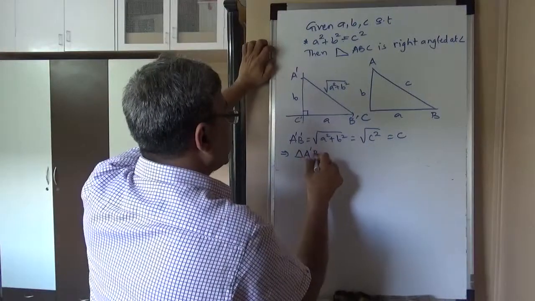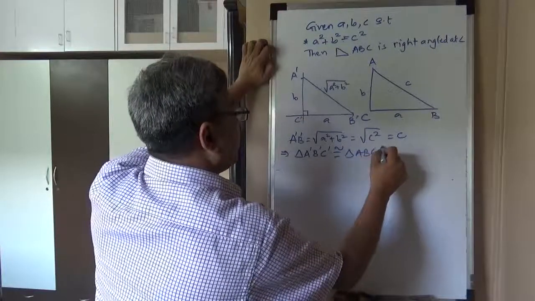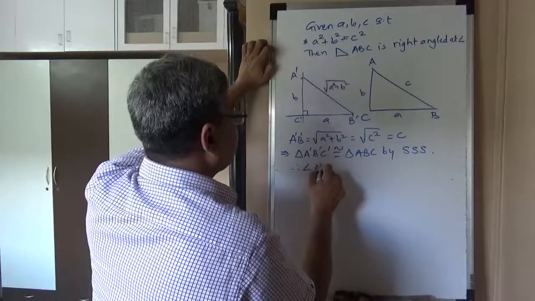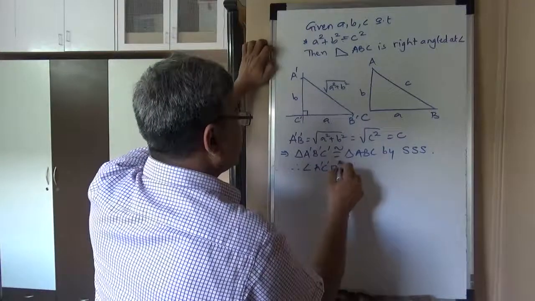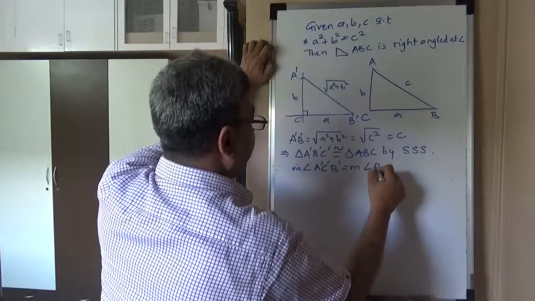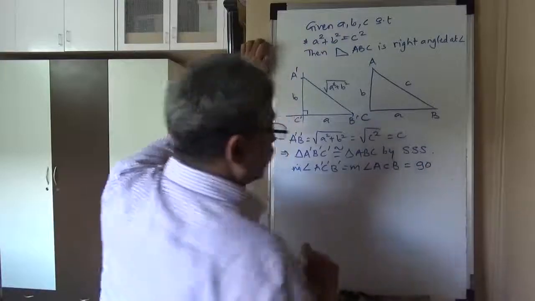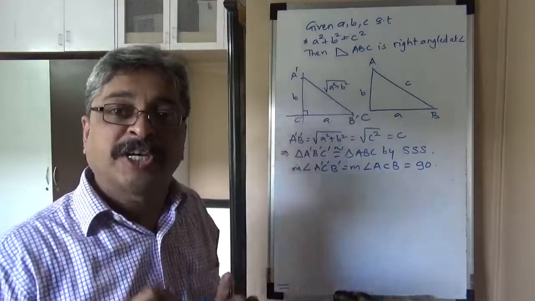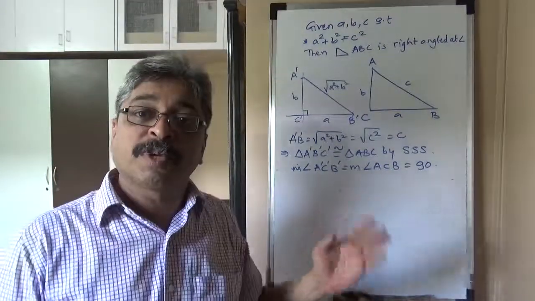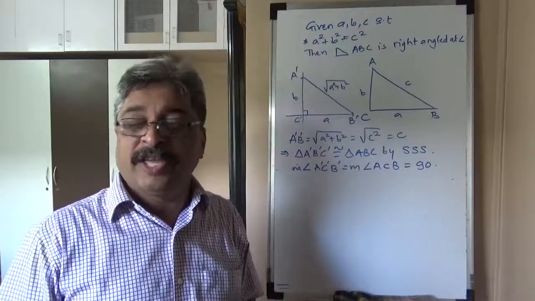Therefore triangle A dash B dash C dash is congruent to triangle ABC by SSS, and hence angle A dash C dash B dash is going to be equal to angle ACB, which is going to be equal to 90 degree, because this angle we have constructed 90 degree. That is the proof of converse of Pythagoras theorem. Converse of Pythagoras theorem has very limited number of proofs. Maybe this is the only one that we have.